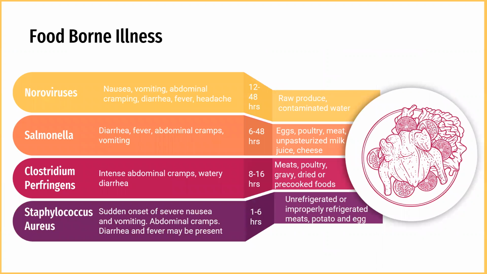Some of the most common foodborne illnesses are, the first one, norovirus. You can get symptoms between 12 to 24 hours and they could last up to 60 hours. Some symptoms are nausea, vomiting, abdominal cramping, fever, and headache. Diarrhea is the most prevalent in adults and vomiting more so in children.